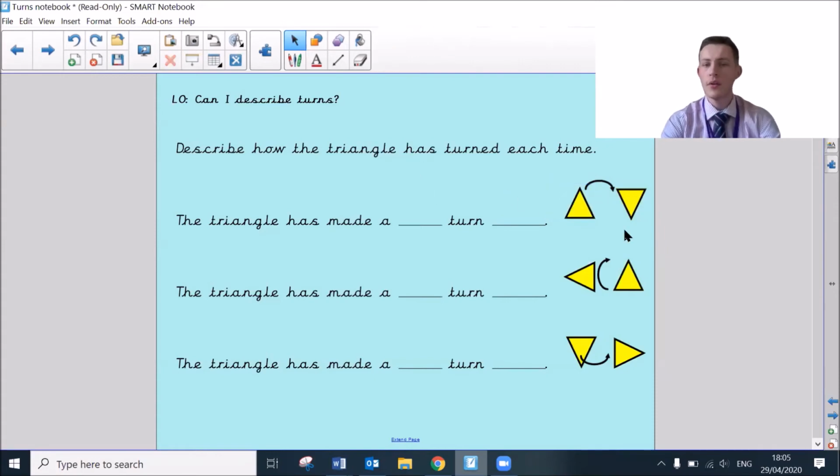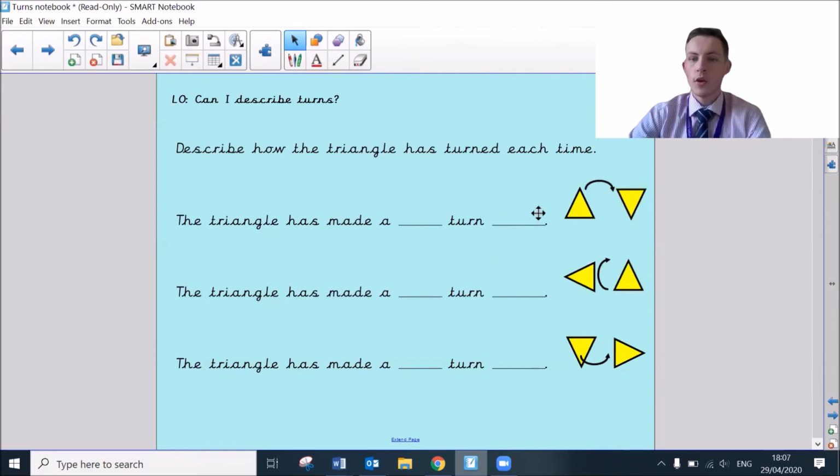So now looking at this one, facing up, how has our triangle gone from facing up to facing down? How many turns has it done? Has it done a quarter turn, a half turn, 3/4 turn, or has it done a full turn? Have a think. That's your first part. We're going to have a think about what kind of turn it's done. So pause the video, have a discussion, and then let's move on.